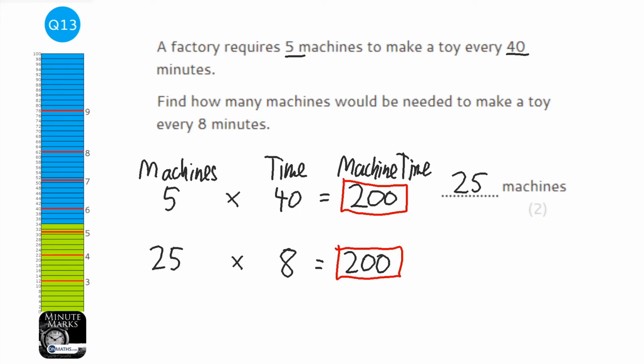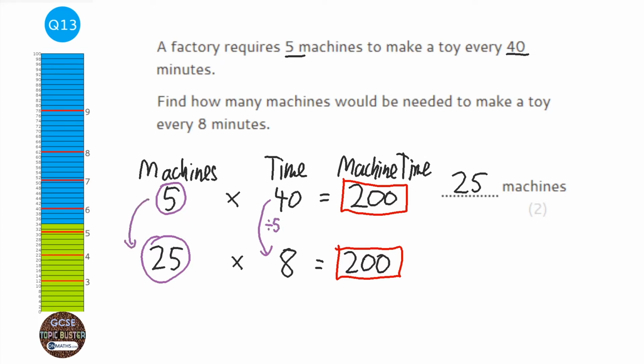Let's just check if it makes sense. So 5 machines take ages. They take 40 minutes to make a toy. Yet 25 machines take only 8 minutes to make a toy, so that makes sense. You'll notice that we've divided that by 5, but we've times this one by 5, and that's the way inverse proportion works. As you divide one of them, you times the other.